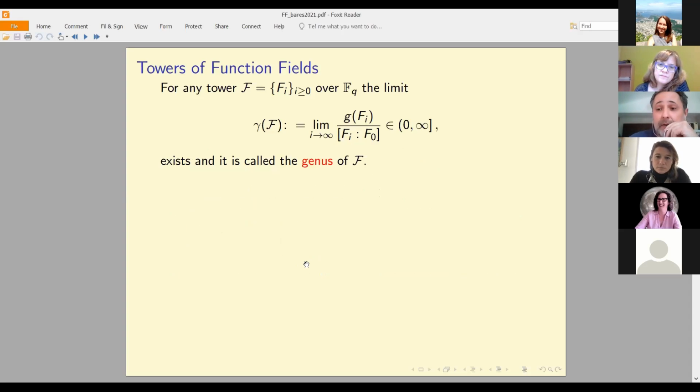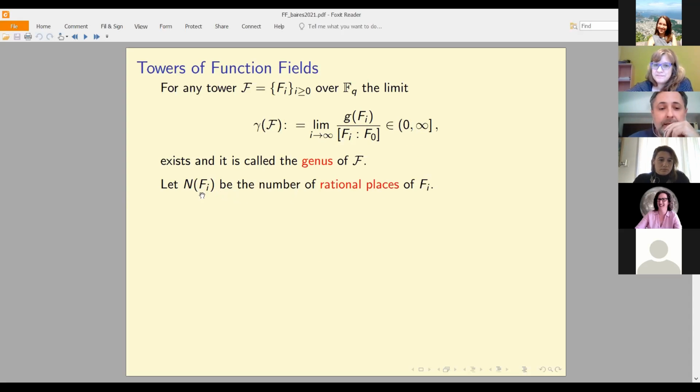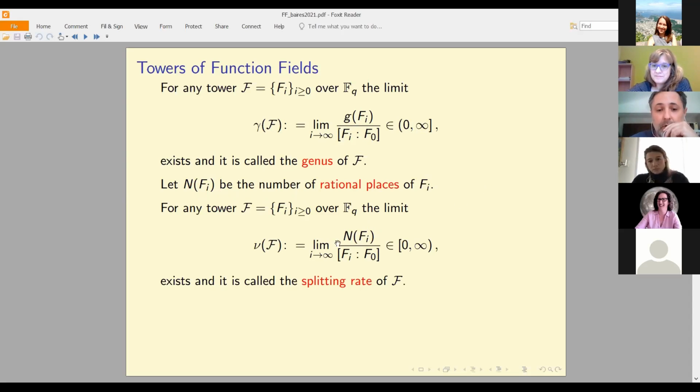So when you have a tower, you can define these quantities, which is the genus of the tower. It's just the quotient of the genus of F_i divided by the degree of F_i over the bottom field. You take the limit, and you can prove that this limit exists, is always positive, or can be infinite also. And then if you take the number of rational places of F_i, you do something similar, consider this quotient, you can prove that this limit exists, and it could be 0, but never could be infinite, and it's called the splitting rate of the tower.